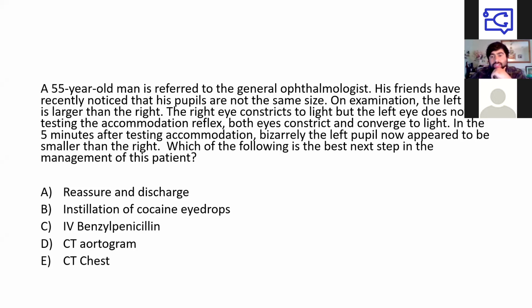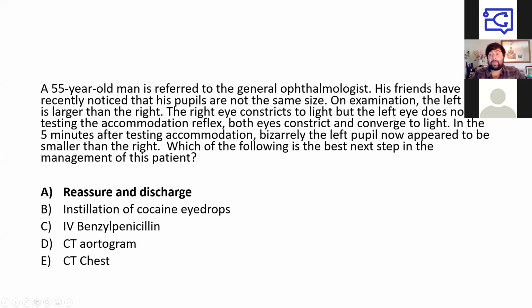Okay, so this one is very, very spread out. 34% went for the correct answer, which is reassuring discharge. So I thought this was a very hard question. Okay, so we'll try and go through it together and then we'll talk about anisocoria. So this is a 55-year-old man. He has noticed that his pupils are not the same size. The left one is bigger. So this is a person with a mydriatic pupil. Mydriasis means dilatation of the pupil.